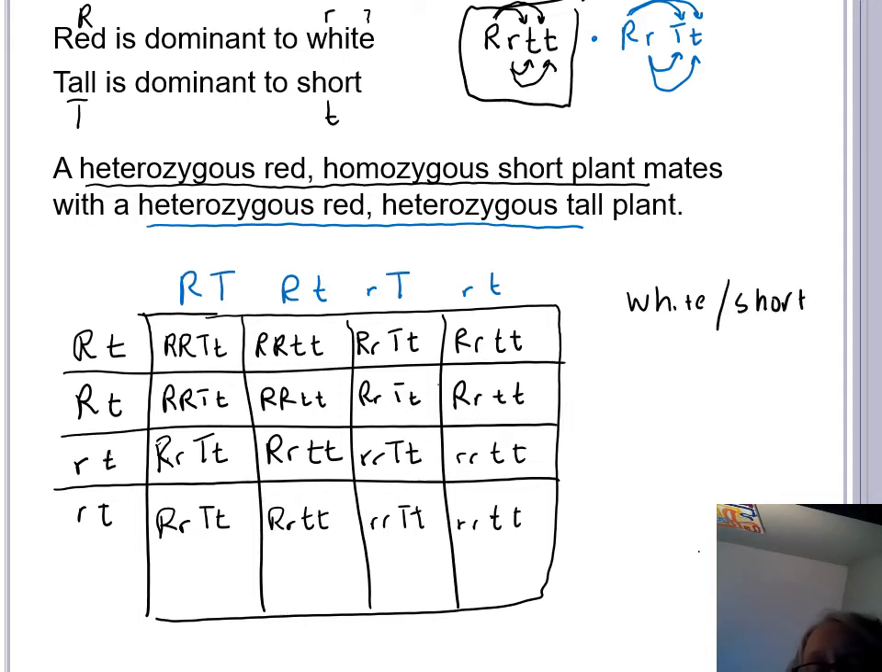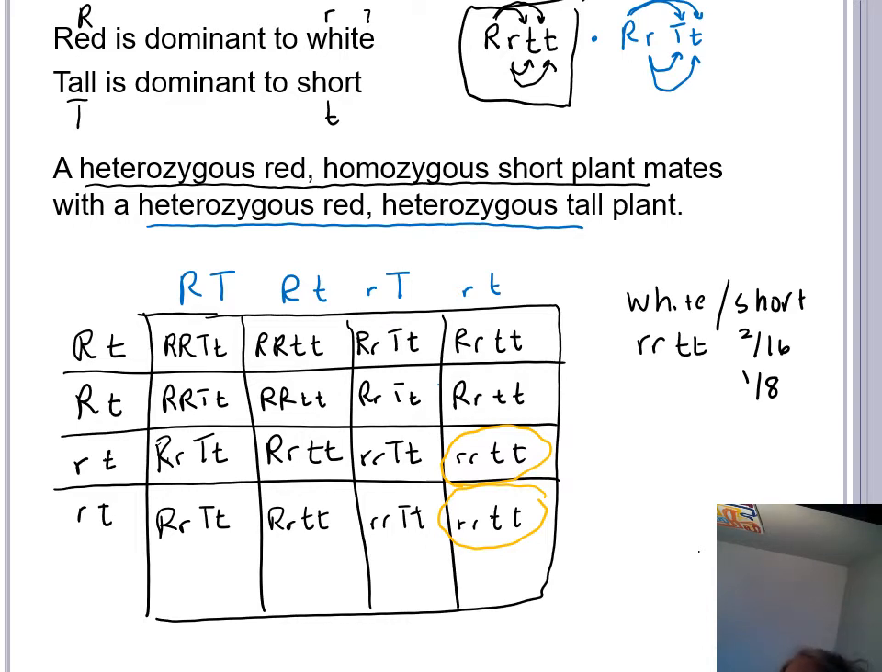So in order to be white and short, you would need to be little r, little r, little t, little t. If we look at this, here is our white short individual and our white short individual. So the answer would be 2/16 or 1/8 of the individuals are going to be white and short.